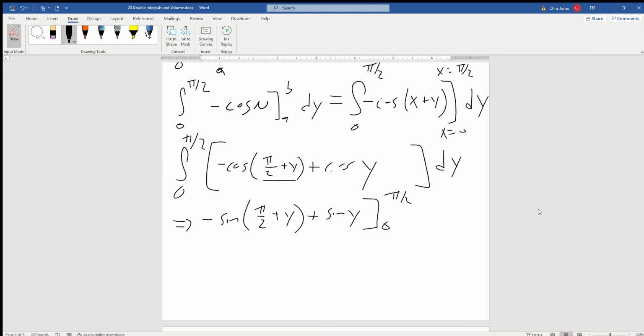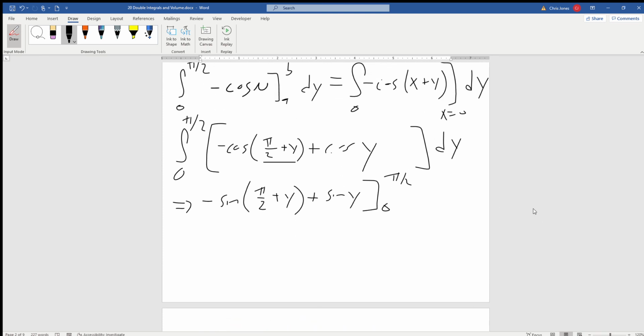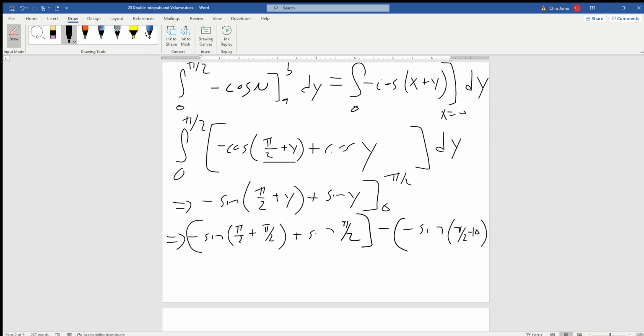Alright, and now we just substitute for pi halves. So this works out to be minus sine of pi halves plus pi halves, plus sine of pi halves, minus, now we're going to substitute 0, negative sine of pi halves plus 0, plus sine of 0. Alright, and now this looks ugly, but there is some good news about all this.